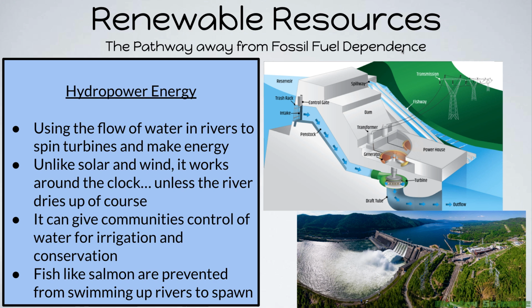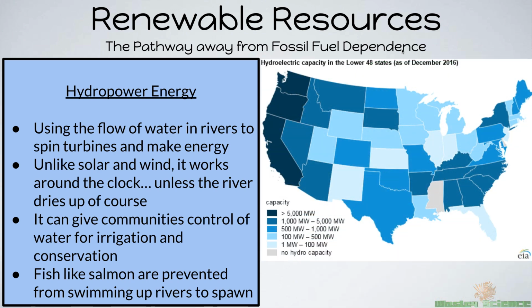They can't get past that point. And this has created a lot of problems in Washington and Oregon and Alaska. If we look at where there is the best potential for hydropower, it's actually Washington, Oregon. Alaska's not on this, but Alaska is great as well, and California.